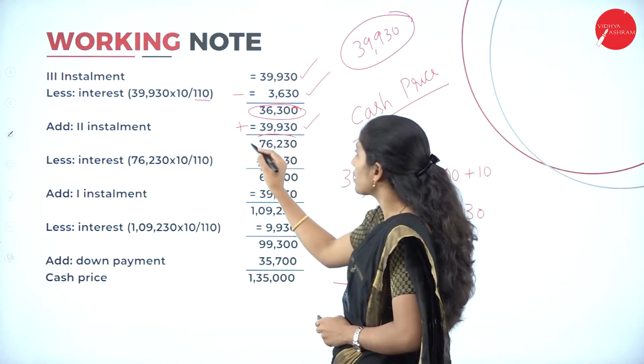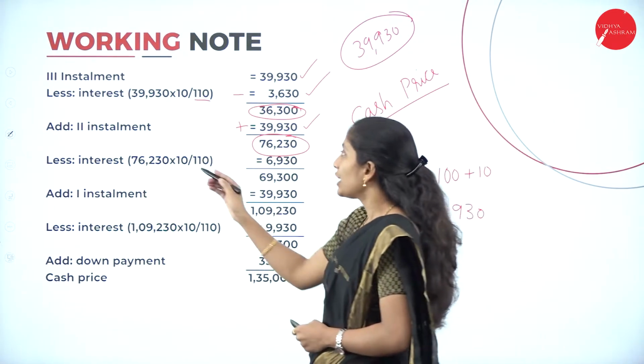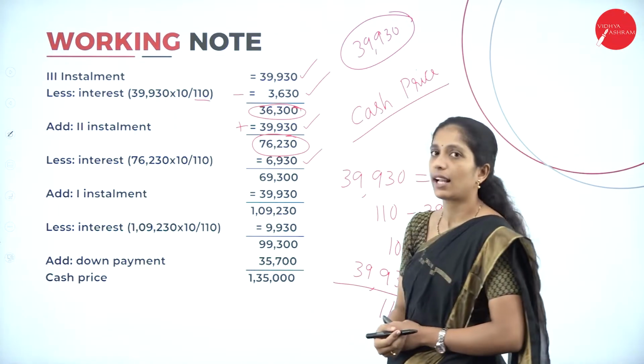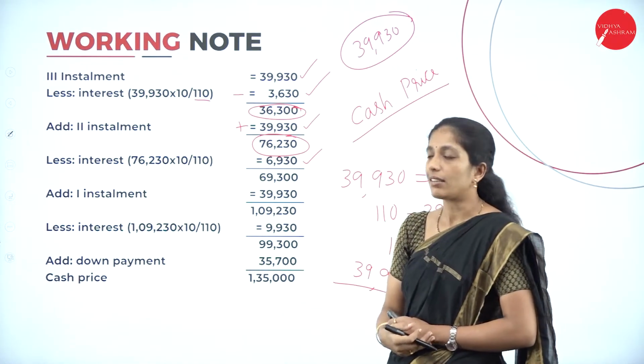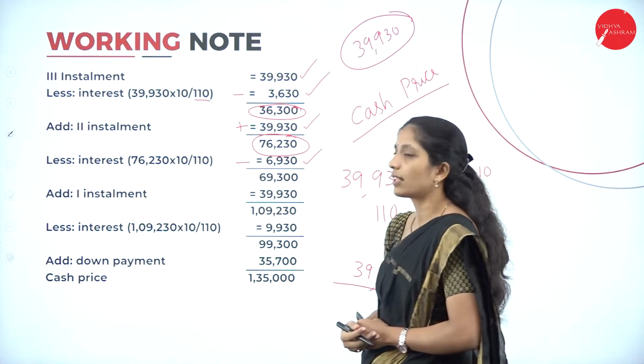You have to calculate interest on this amount. That is 76,230 into 10 divided by 110. So you'll get 6,930 as interest. That is second year interest. Now when you deduct, you'll get 69,300.